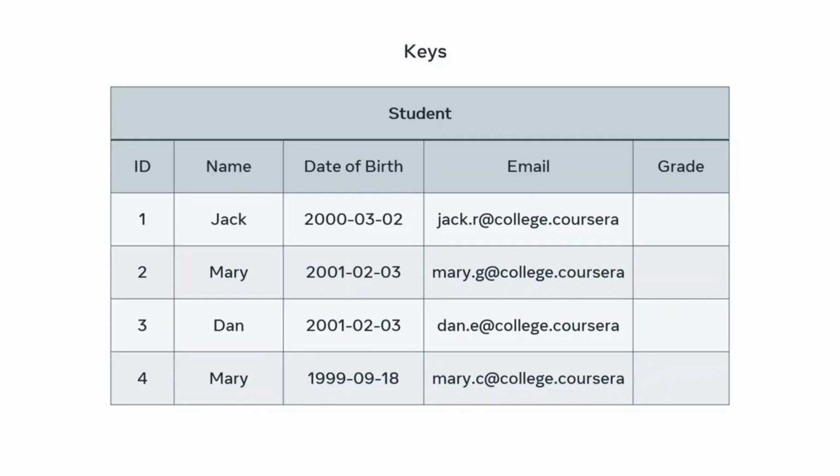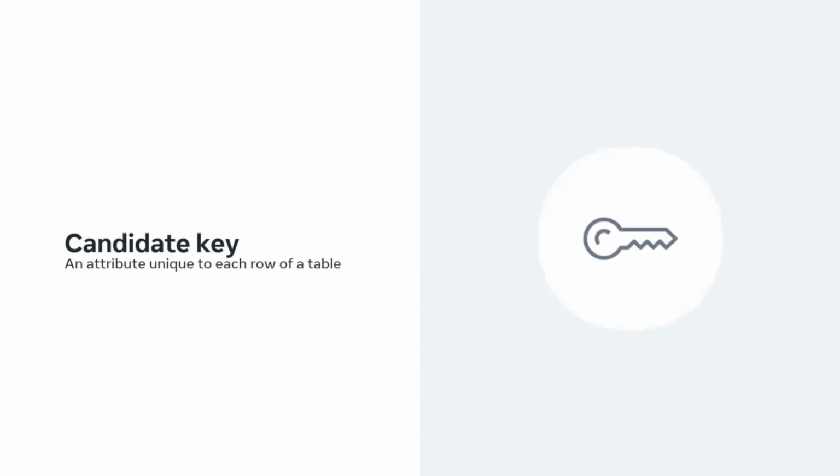However, in this example, you can't use the student name column because there are 2 students in the table called Mary, and you can't use the date of birth either because another student in the table called Dan has the same birthday. Neither of these records are unique to Mary, so what's the best approach? The solution is to locate a candidate key. This is an attribute that's unique to each row of the table, and it cannot have a null value. In other words, it cannot be empty.